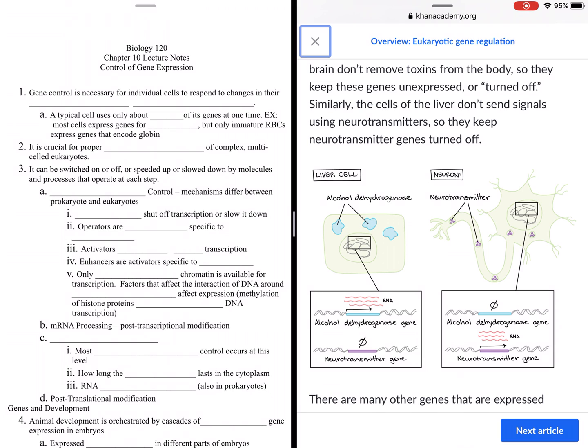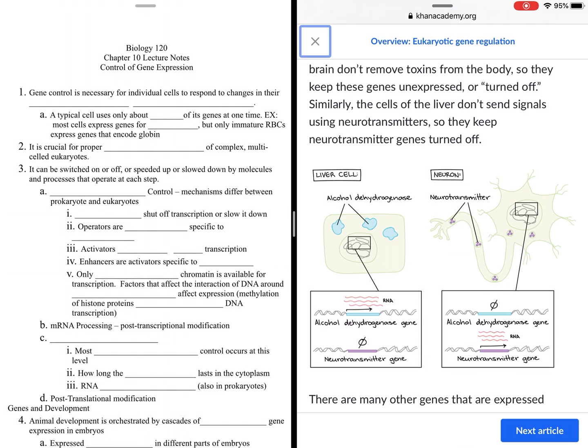It is crucial for proper development of complex multicellular eukaryotes to have gene control. So this is, again, gene control. Basically what you're thinking of is genes are going to be turned on or off during their embryonic development to make different types of cells. Okay, and genes can be switched on or off. The expression can be speeded up or slowed down by molecules and processes that operate at each step.